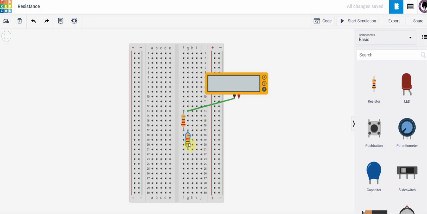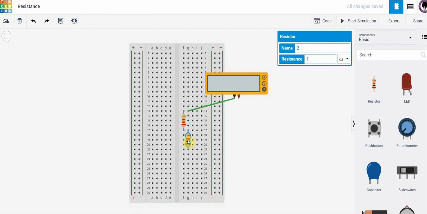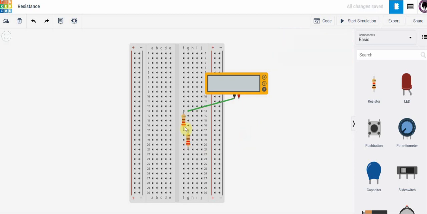Now, I have done that, and just to be consistent here, let's try to change this so that it has the same resistance as our other resistor. Let's make it 220 ohms. There, now you can see the colors change. They look the same. They have the same resistance.